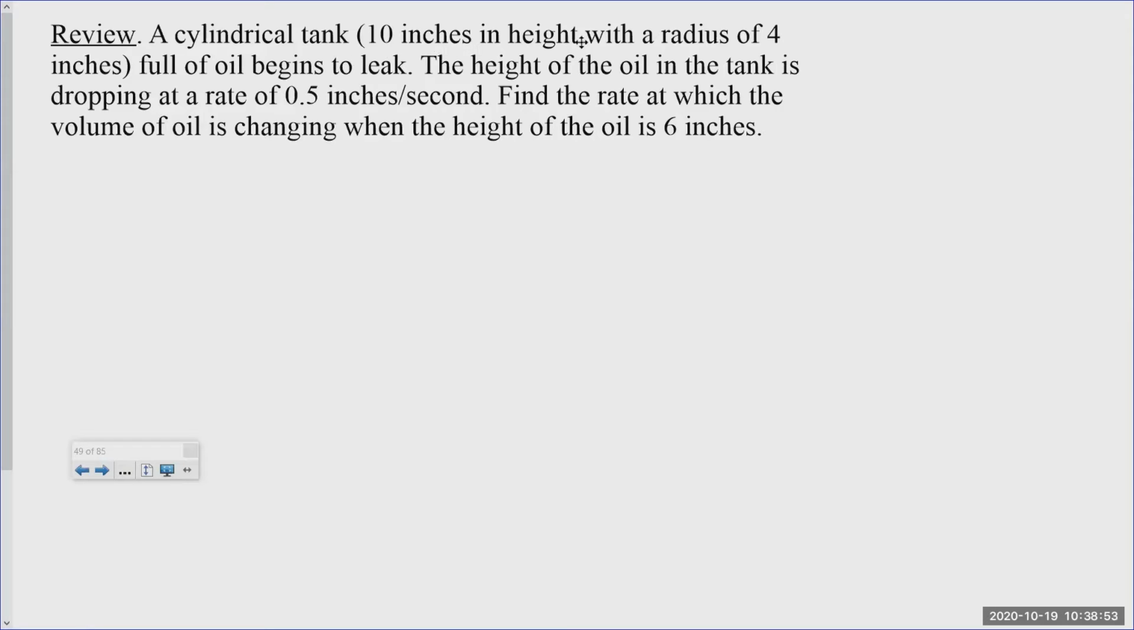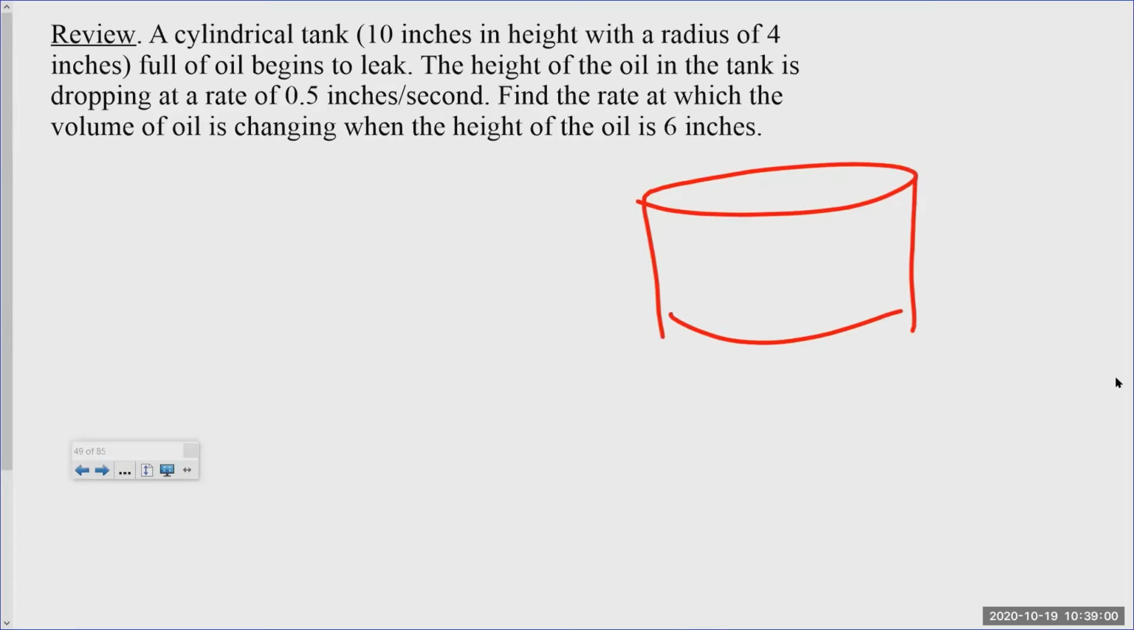You have a cylindrical tank with a radius of 4 inches. Okay, so let's just draw this tank. This tank, it's cylindrical, has a radius of 4 inches. There's oil in it, and the oil is leaking. Okay, so let me put some oil in this tank. I'm going to call that level of oil H. Okay, so there's oil in it, and the oil is leaking. The height of the oil is dropping, so I'm going to call that H because I know this H is changing. The height of the oil is dropping at a rate of 0.5 inches per second. So what is that in calculus talk?